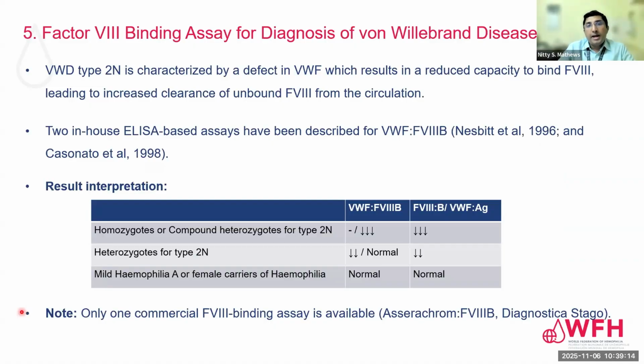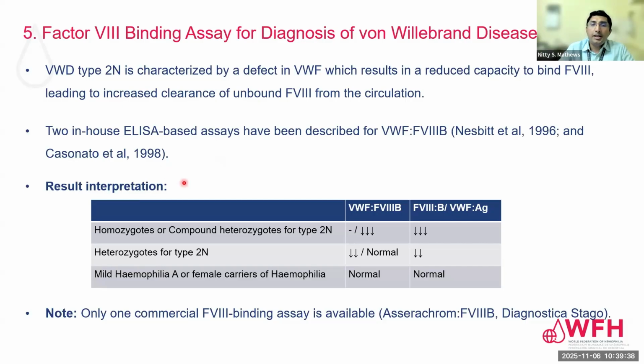Moving on, there is the factor VIII binding assay for the diagnosis of type 2N von Willebrand disease, or Normandy, and this is characterized by a defect in von Willebrand factor, which results in a reduced capacity to bind factor VIII, which leads to an increased clearance of unbound factor VIII from the circulation. Two in-house ELISA-based assays have been described, and the latter one is described in the lab manual.